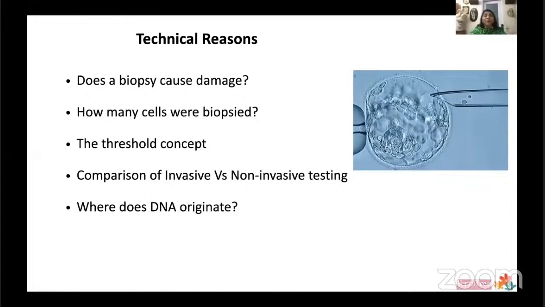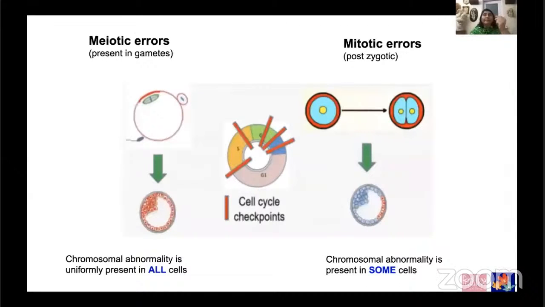It also depends on whether you get a negative call rate. If you take very few cells, then there's a threshold. We need at least 5 to 8 trophectoderm cells. And should PGT-A then be replaced by non-invasive testing? There is not enough scope to discuss this because of time. And sometimes the DNA may be contaminated by maternal DNA, and therefore it can give us false positive or false negative reports. So the errors can occur meiotic in the gametes or mitotic, that is post-fertilization, and these can cause problems with the euploidy status.